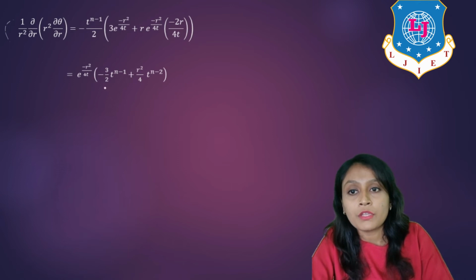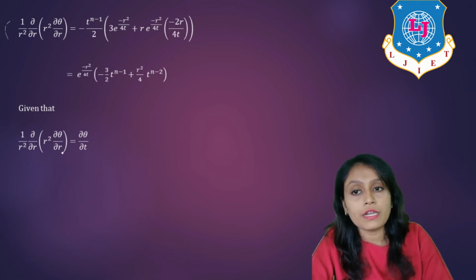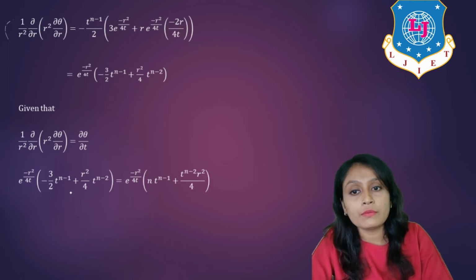Next, what is given? Given that 1 upon r square into del by del r of r square into del theta by del r is equal to del theta by del t. So we have to write both the terms, right?